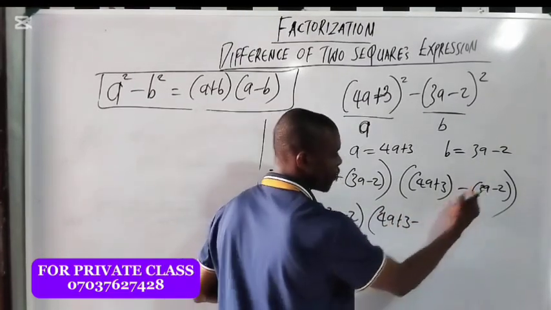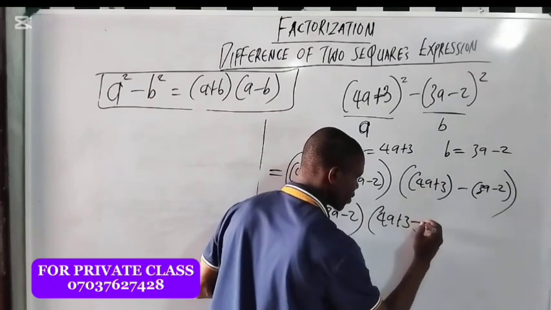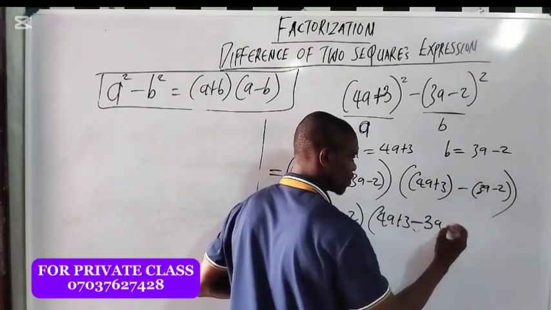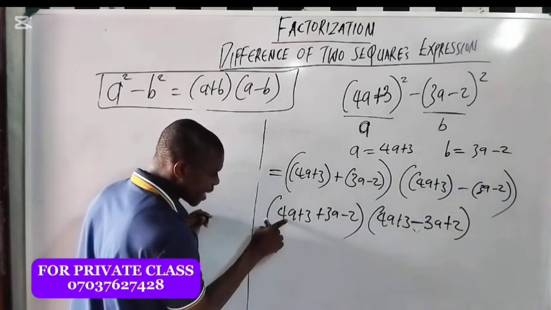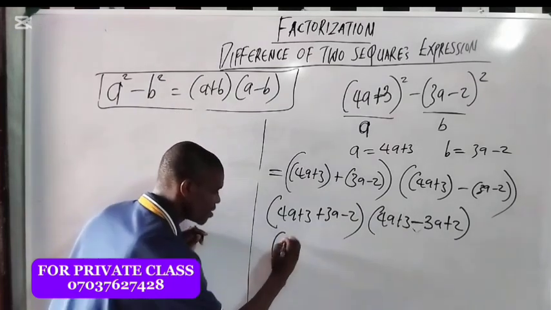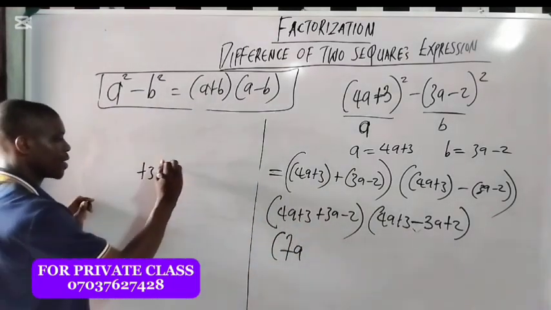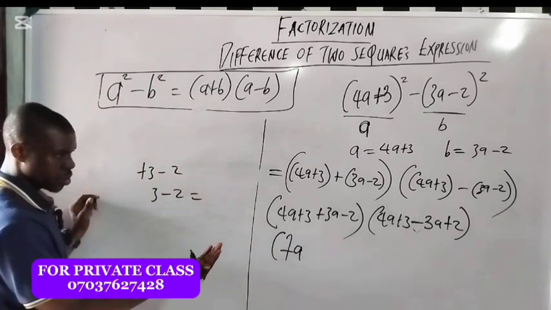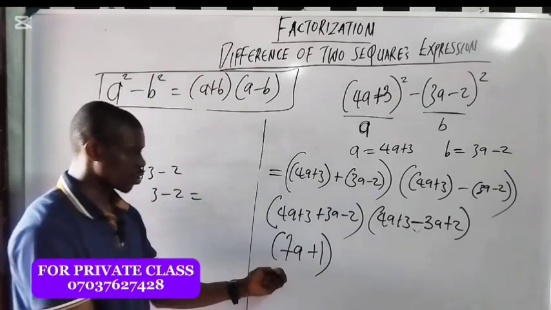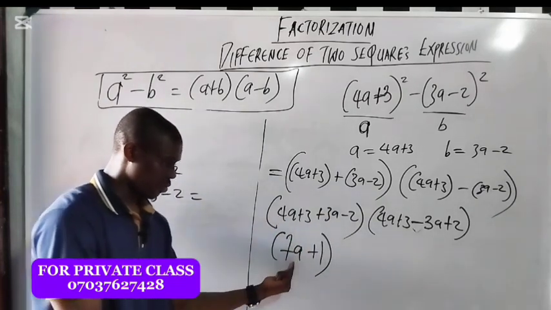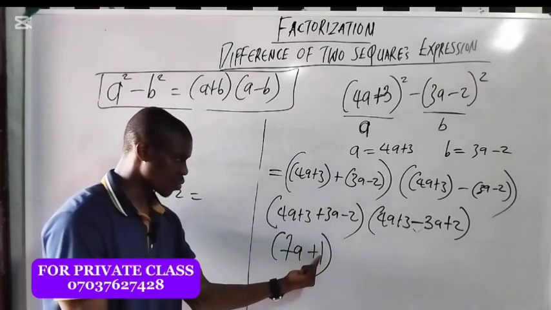Now remember, this minus here is going to affect everything here. So it's going to be minus what? If you want to open the bracket, minus 3a, minus times minus is plus 2, right? So up here, 4a plus 3a is 7a. So you have 7a, right? Plus 3 minus 2. Here we have plus 3 minus 2. That is 3 minus 2 should be 1. So it's going to be plus 1. Hope you understand. So it's going to be 4a plus 3a, 7a, right? 3 minus 2 is plus 1, right?